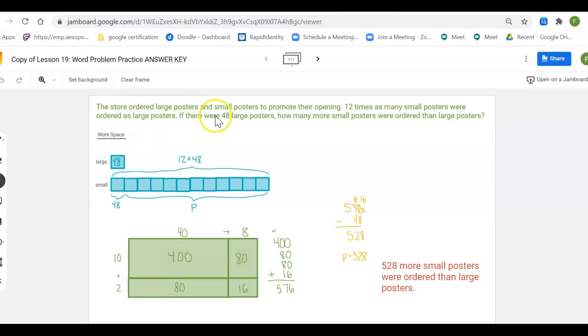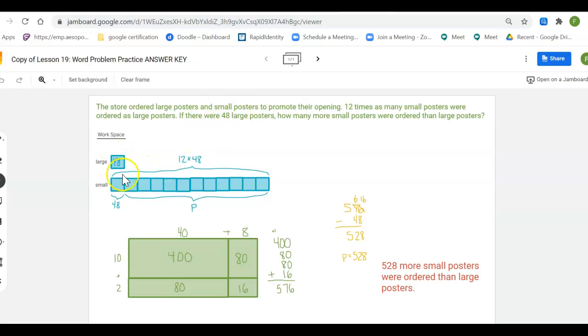Again, the store ordered large posters and small posters to promote their opening. 12 times as many small posters were ordered as large posters. If there were 48 large posters, how many more small posters were ordered than large posters? So first, let's look at our large. How many large do we know that we have? We have 48 large posters.